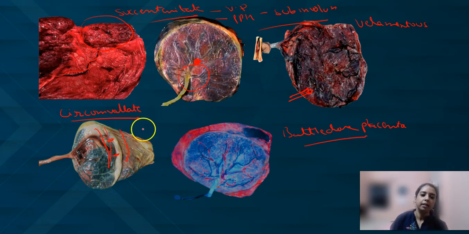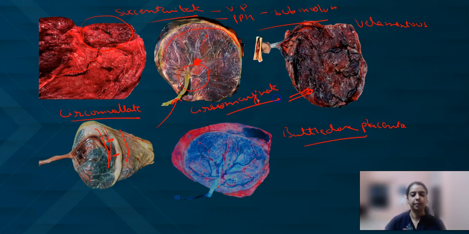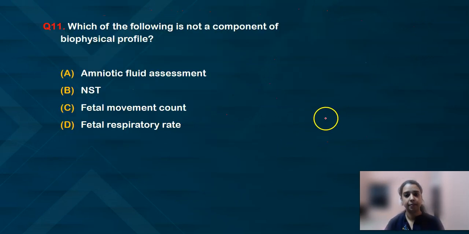Now, similarly, circummarginate placenta is when again the chorion plate is smaller, but there is no thickened rim and the fetal vessels do not end abruptly. So it is a minor form of circumvallate, called circummarginate. And circummarginate is not clinically important, right? Okay, so these are the placental abnormalities.